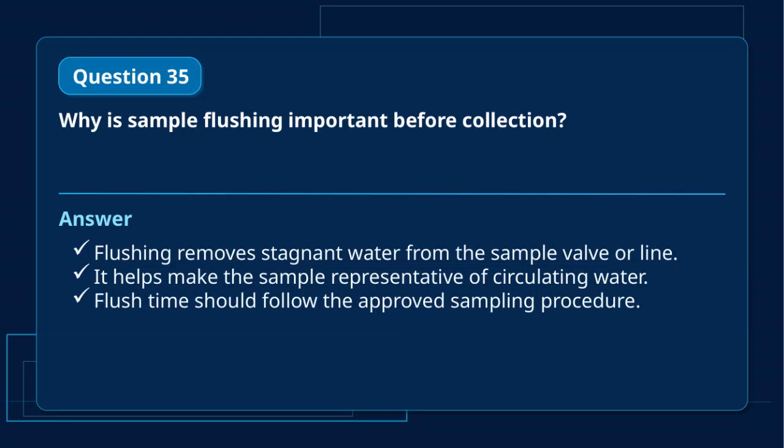Why is sample flushing important before collection? Well, flushing helps remove any stagnant water that might be sitting in the sample valve or line. This is crucial because stagnant water could affect the accuracy of the sample, making it unrepresentative of the actual circulating water we want to analyze. By flushing properly, we ensure the sample truly reflects the current conditions. It's also important to follow the approved sampling procedure for flush time to maintain consistency and reliability in your results.